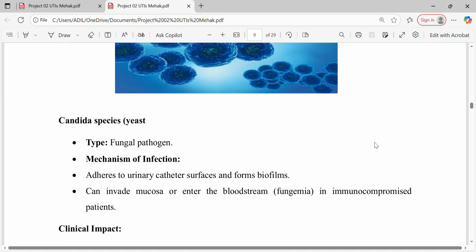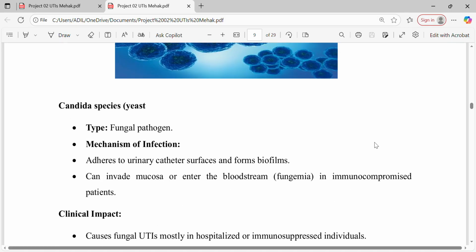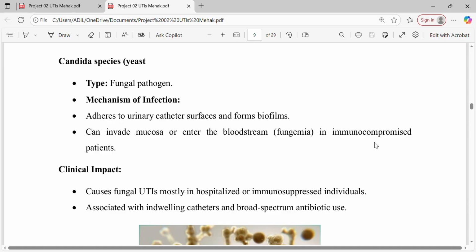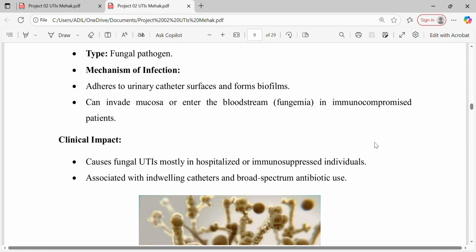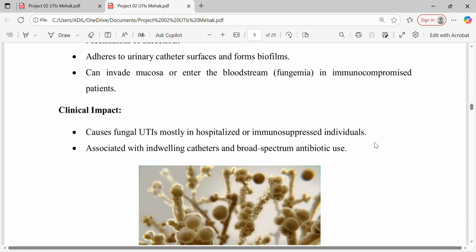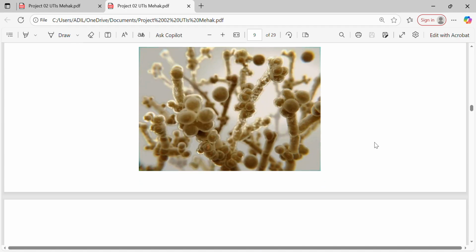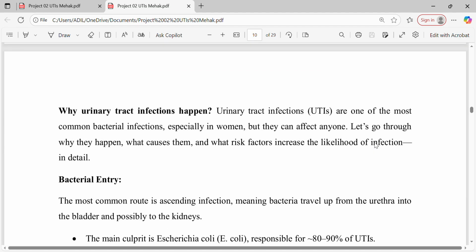Candida species, yeast. Type: fungal pathogen. Mechanism of infection: adheres to urinary catheter surfaces and forms biofilms, can invade mucosa or enter the bloodstream in immunocompromised patients. Clinical impact: causes fungal UTIs mostly in hospitalized or immunosuppressed individuals, associated with indwelling catheters and broad spectrum antibiotic use. Why urinary tract infections happen?